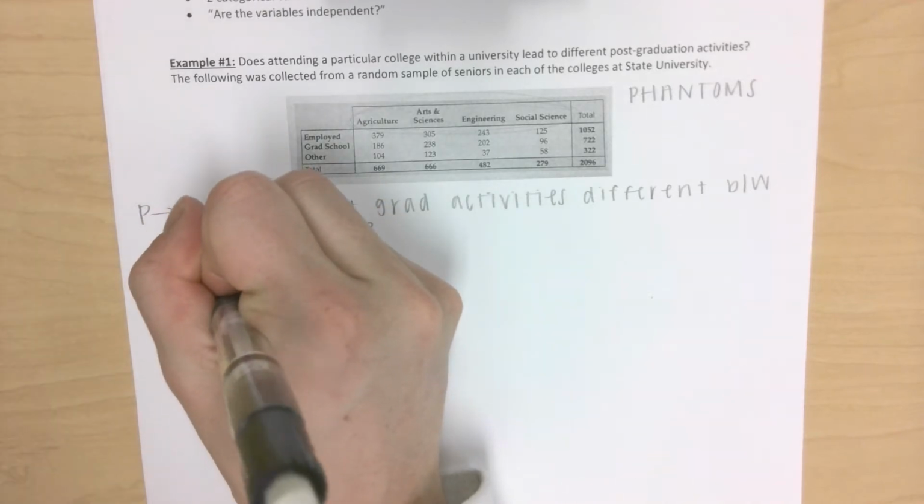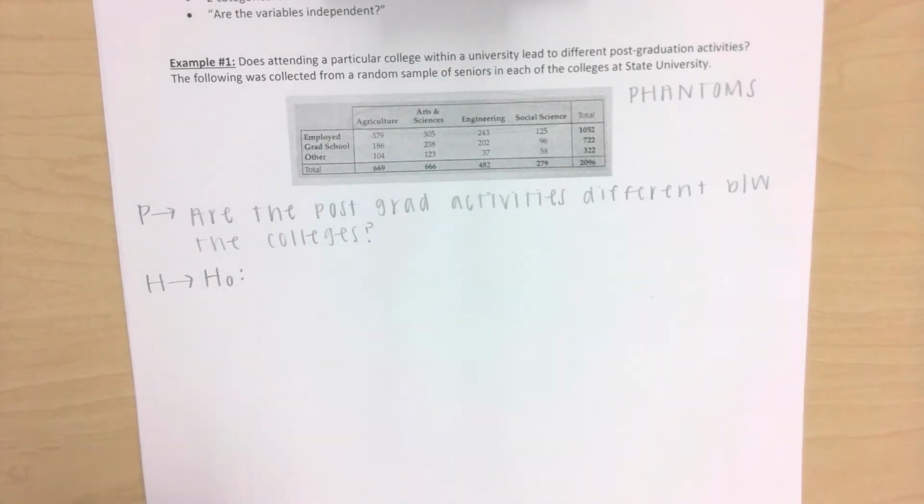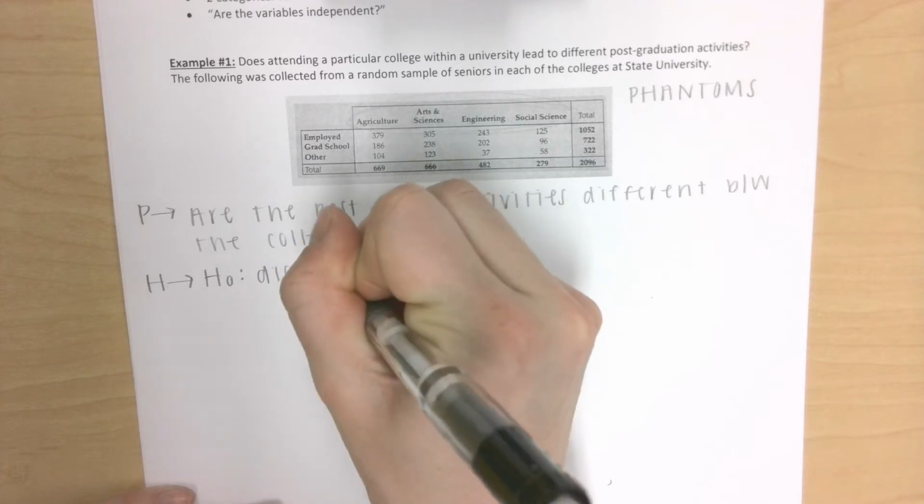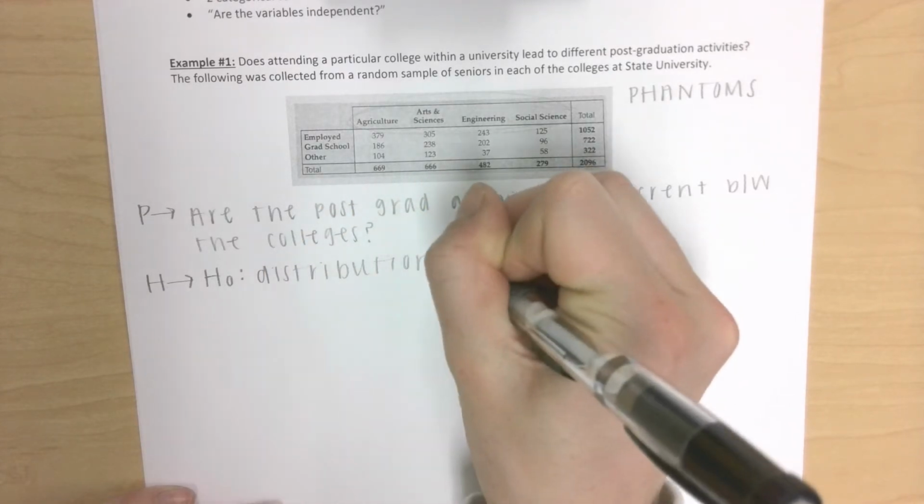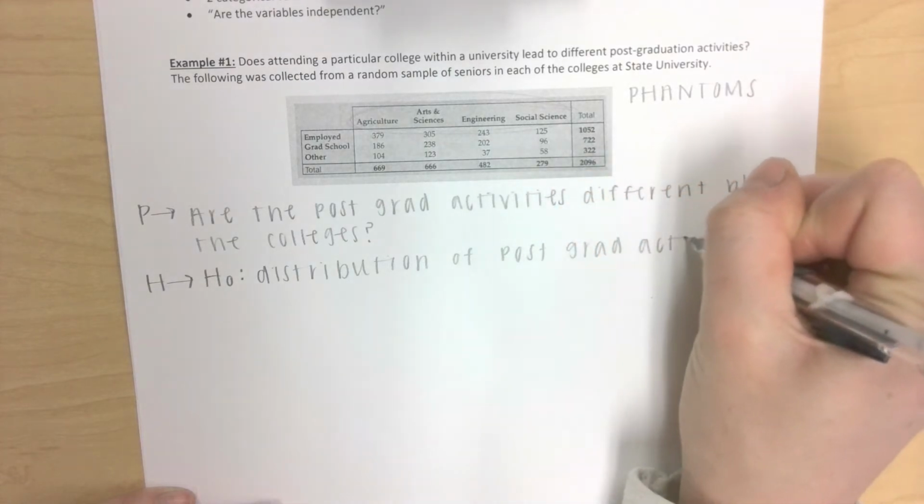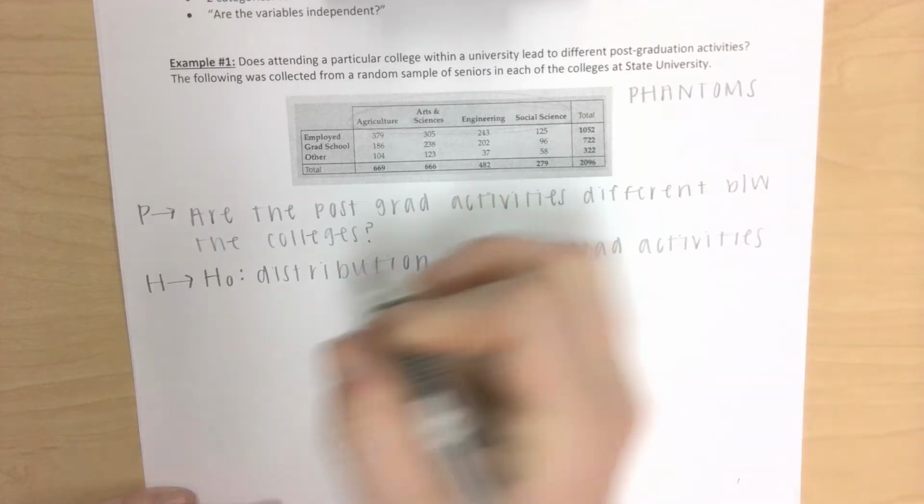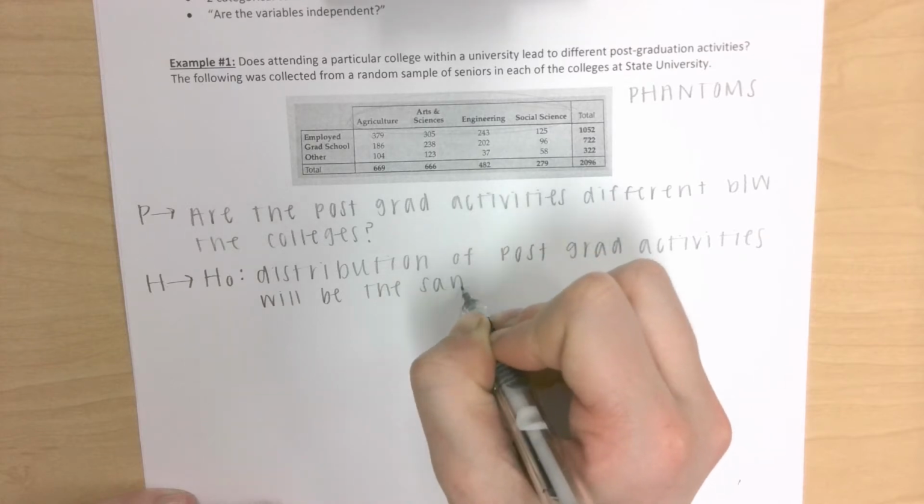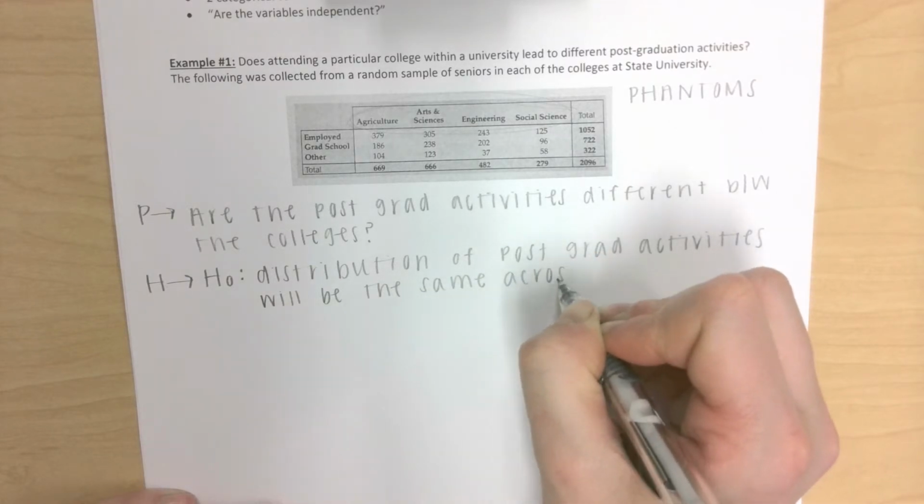Okay, we still are going to have two hypotheses, our null and our alternative. Now, if we're asking the question, do we think that these post-grad activities are different between the colleges, we're going to start with assuming that they are going to be the same. So I am going to say, for my null hypothesis, that the distribution of post-grad activities will be the same across all colleges.